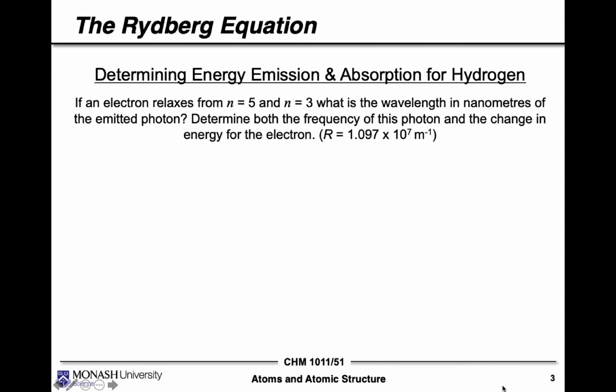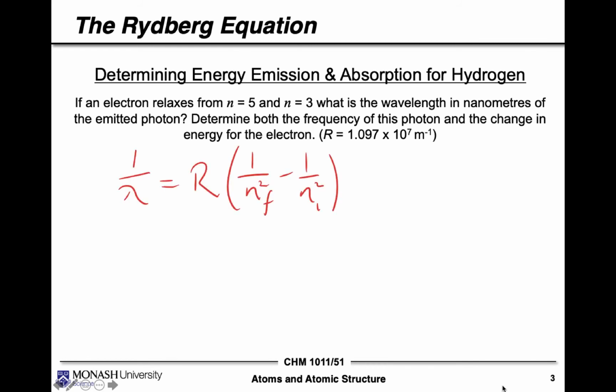So an example of how we might use this piece of algebra could be for a question like this. If an electron relaxes from the n equals 5 down to the n equals 3 energy level, what is the wavelength in nanometers of the emitted photon? Determine both the frequency of the photon and the change in energy for the electron. Whoa, so there you go. We've actually got 3 questions in one here, so let's do it one at a time. What is the wavelength of the emitted photon?